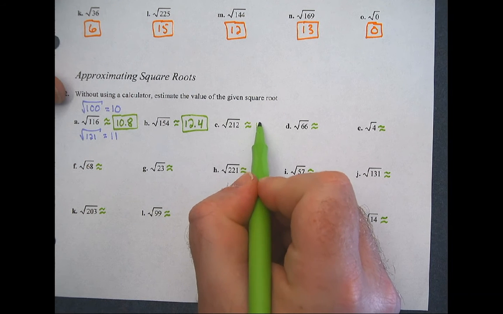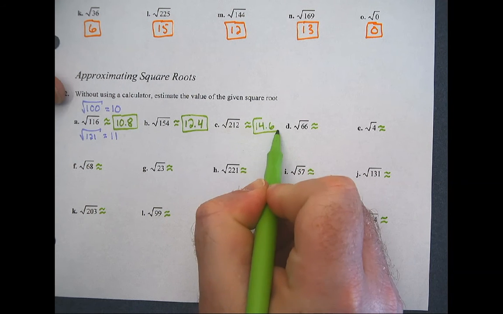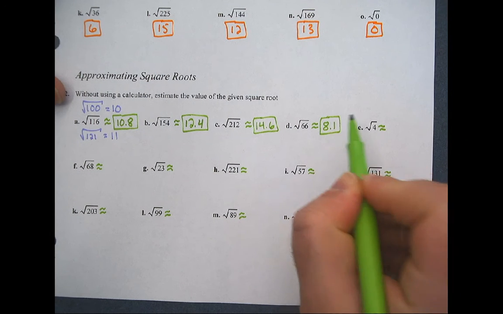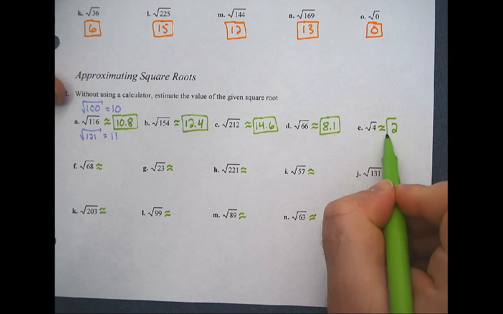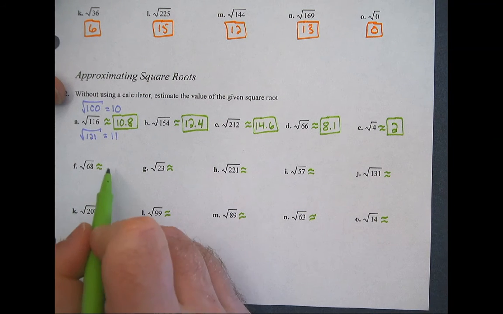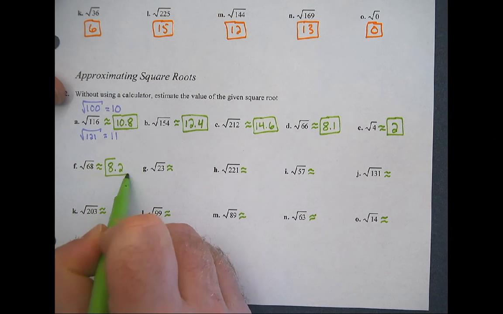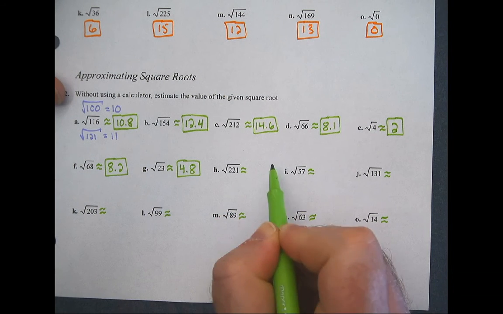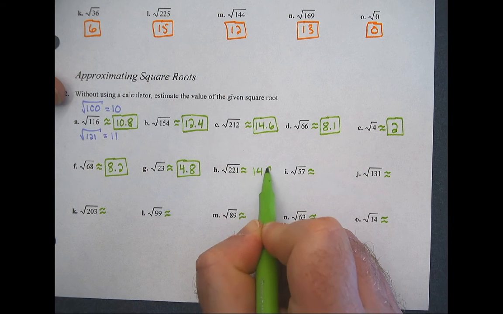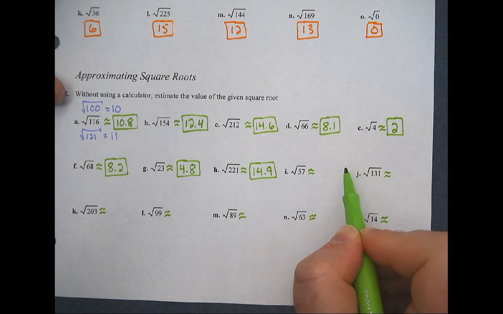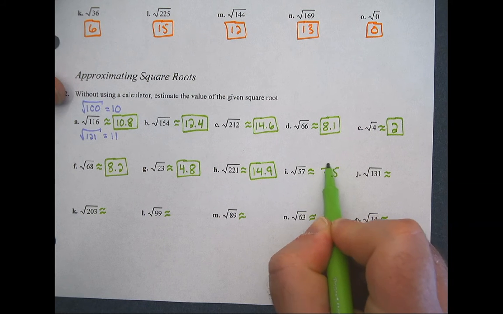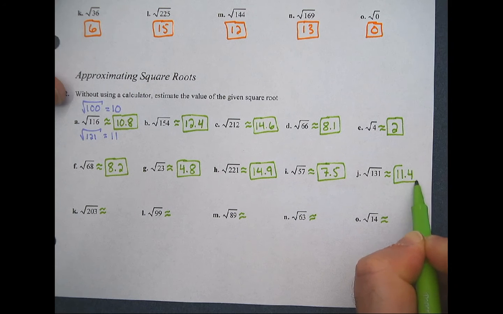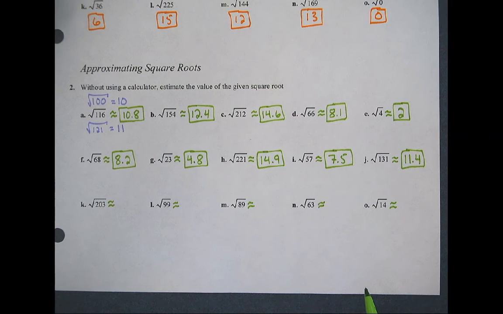Now, I didn't do this in my head, of course. I did this on a calc. So 14.6, 8.1, 2. If anybody got that one wrong, you got to pick a new class. 8.2, 4.8, 14.9, 7.5, 11.4. Now, if you're just copying down what I'm writing, you're kind of missing the whole point of this activity.